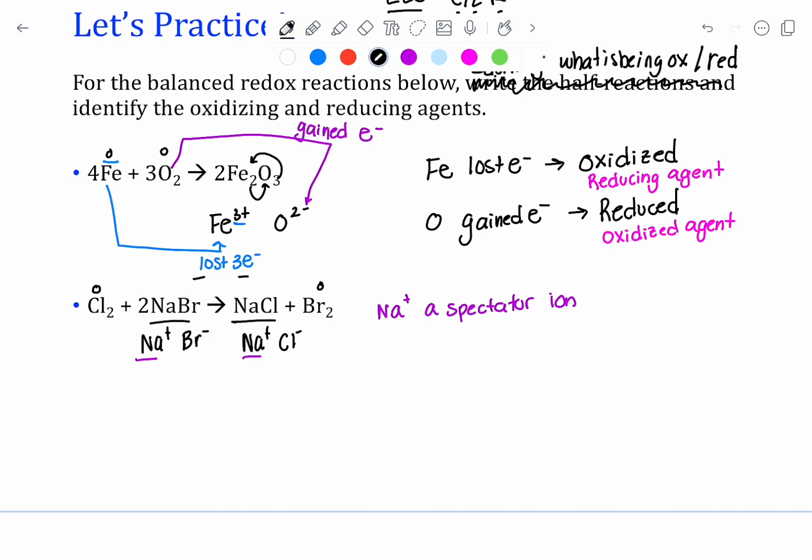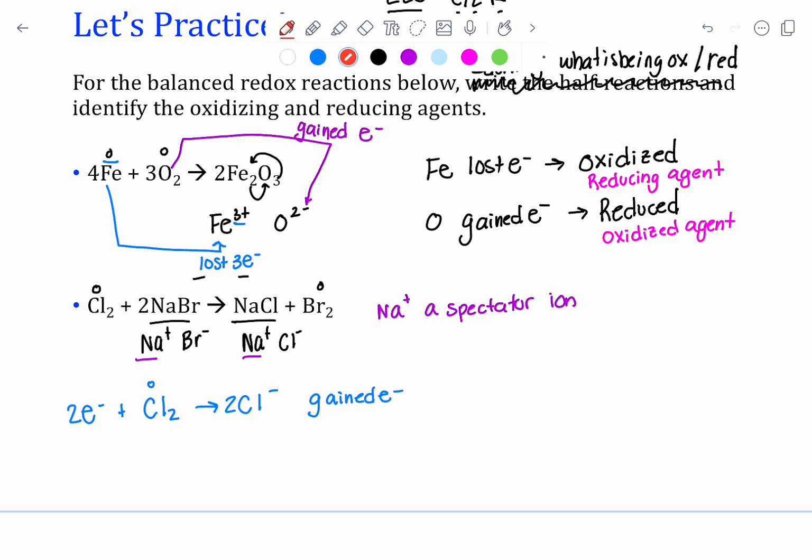So let's look at chlorine and bromine to see which one is being oxidized and which one is being reduced. We have Cl2 that turns into Cl-. Well, if I went from a neutral charge of 0 to a -1 charge, I had to gain electrons in order to do that, right? I had to add on some electrons. For balancing, this would be a 2, so that would end up being 2 electrons. Don't worry about balancing that, we'll talk about that later. So chlorine gained electrons.